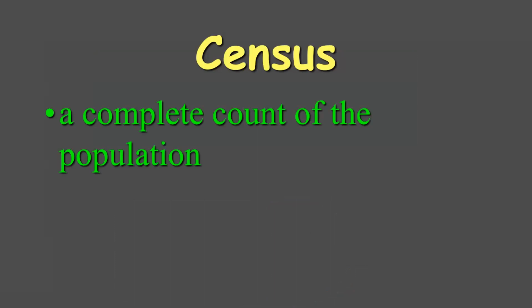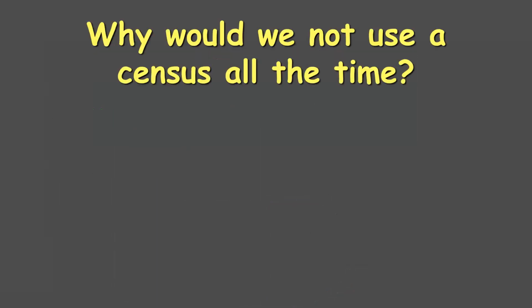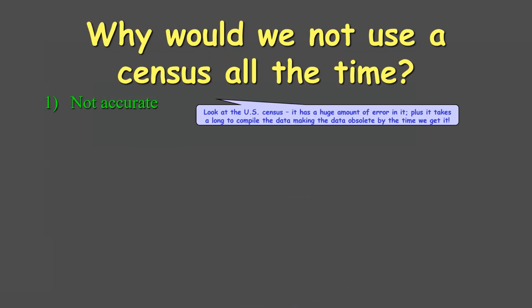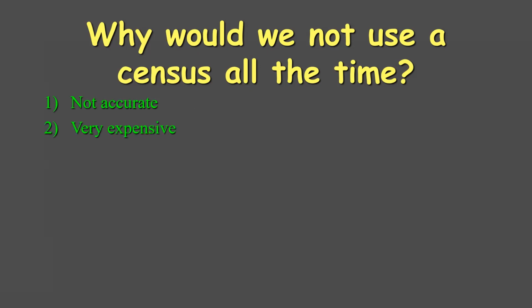Some more definitions, a census. A census is a complete count of the population. Now, government tries to do this every 10 years, or does do this every 10 years. But why would we not use a census all the time? Well, it's not accurate. How are we going to know for sure if we're getting information from every single person in the US or in the country? It also takes a very long time to compile the data. The US only does it every 10 years. So who's to say by the time you've interpreted that data, it could be from 10 years ago.